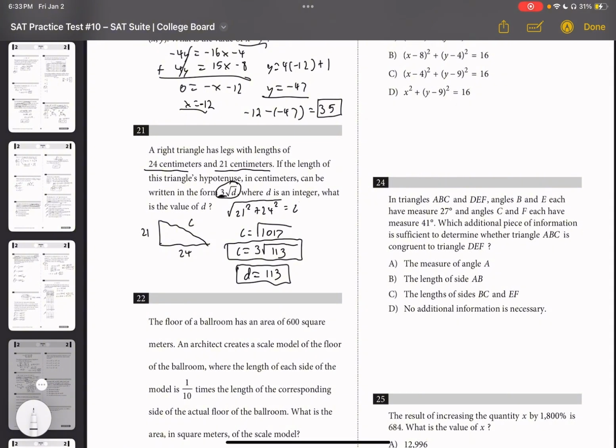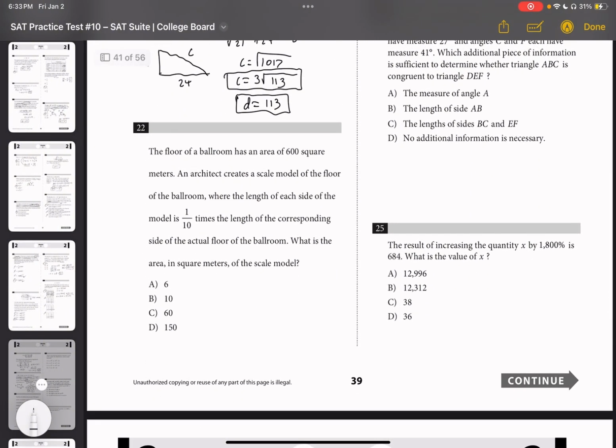Okay, question 22. The floor of a ballroom has an area of 600 square meters. An architect creates a scale model of the floor of the ballroom where the length of each side of the model is 1/10 the length of the corresponding side of the actual floor of the ballroom. What is the area in square meters of the scale model?